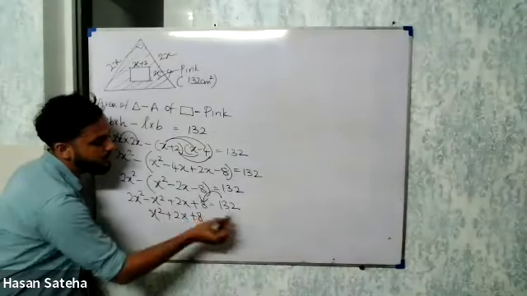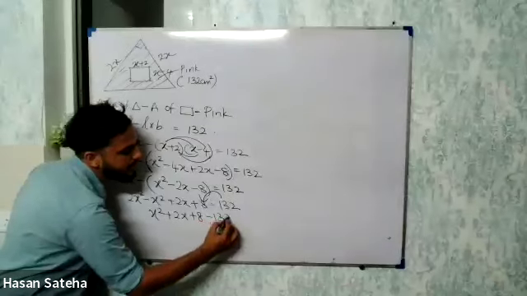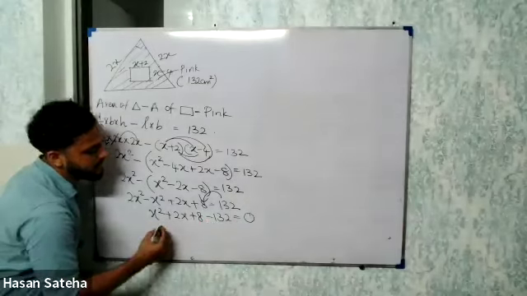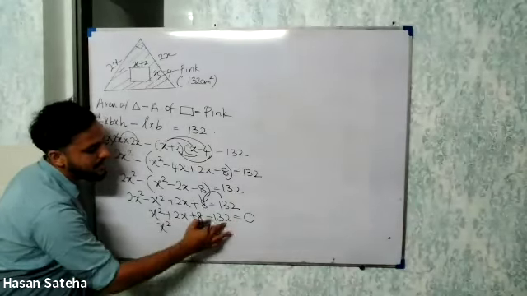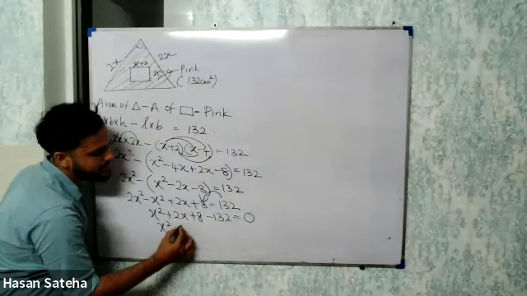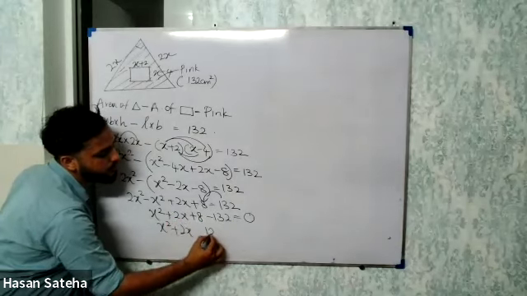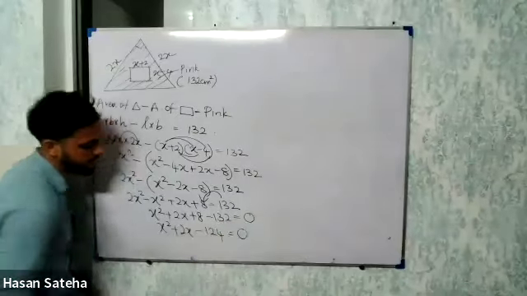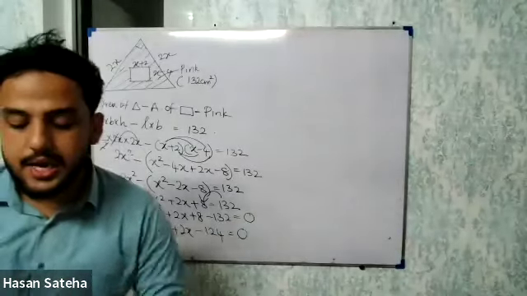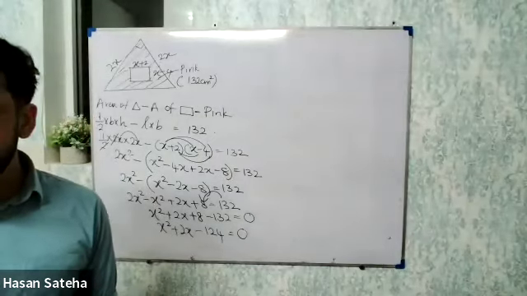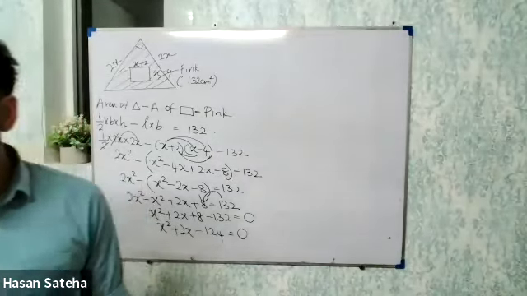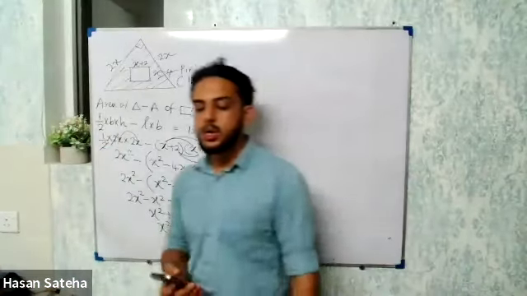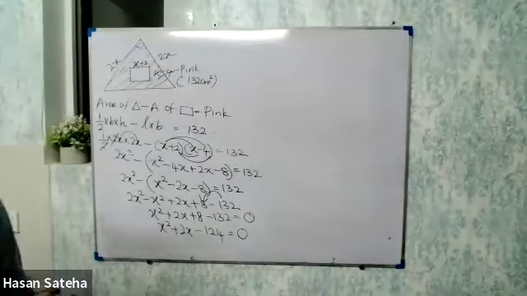So plus 2x plus 8. Now 132 comes here, becomes minus 132, that is equal to 0. Now plus 8 minus 132, we can solve that. 132 minus 8, that is equal to 124. Look at the larger number, what's the sign? Negative, so minus 124. Now cross check whether you have got the correct quadratic equation. Yes, x squared plus 2x minus 124, that is equal to 0. That is the same quadratic equation they have given you.